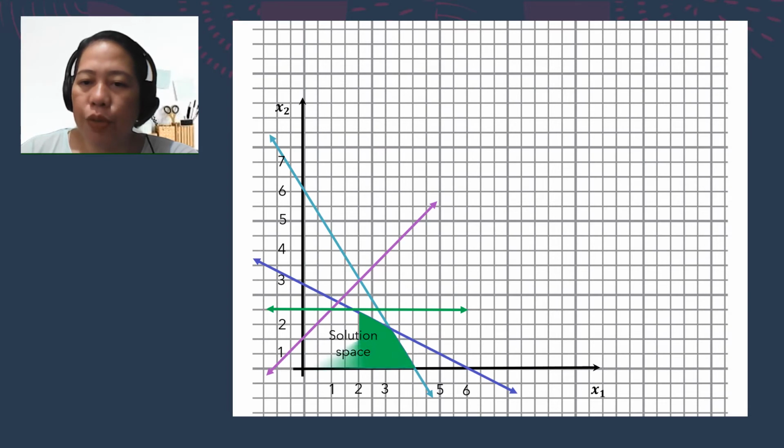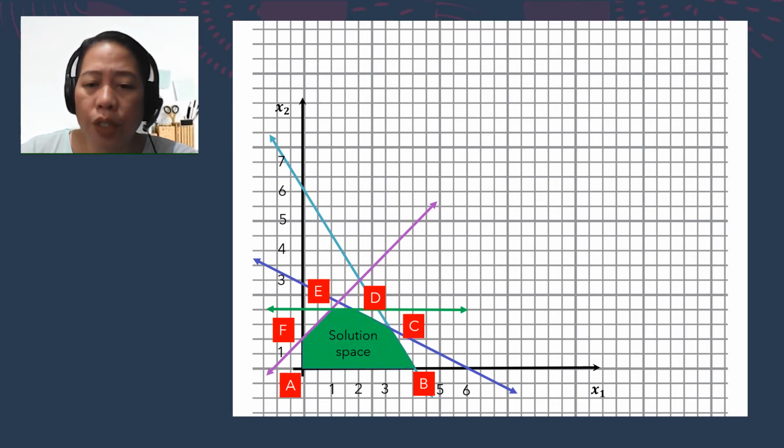The feasible solution space is delineated by the line segments joining the points A, B, C, D, E, and F. Any point within or on the boundary of the space A, B, C, D, E, F is feasible. That means all the constraints are satisfied simultaneously. Further, if we find a point of x1 and x2 that lies outside the solution space, that means that point is an infeasible solution because a constraint or constraints have not been satisfied.